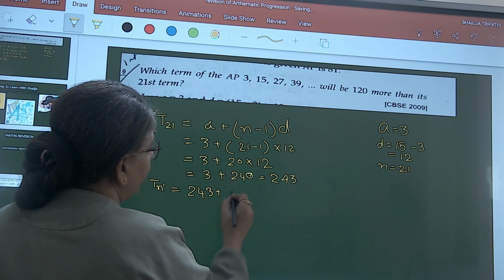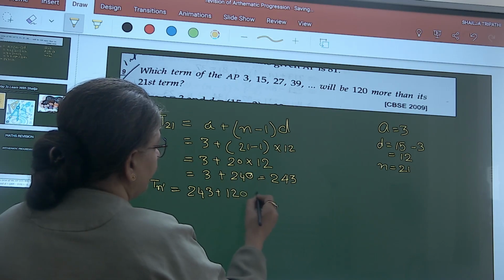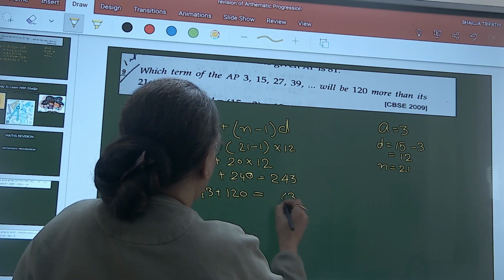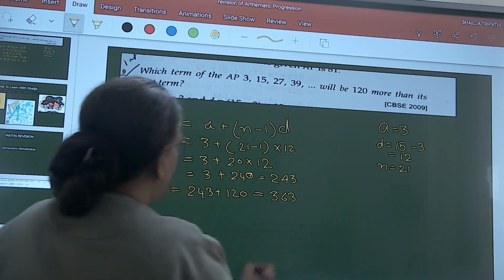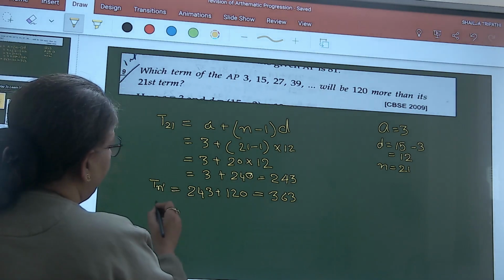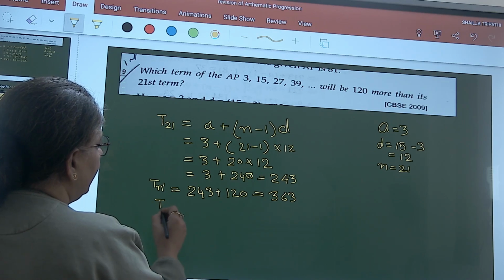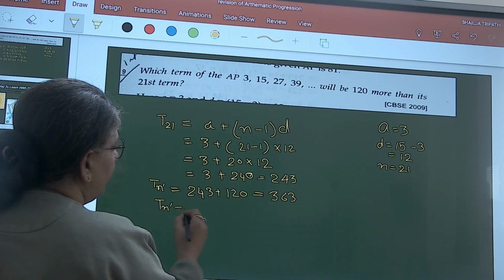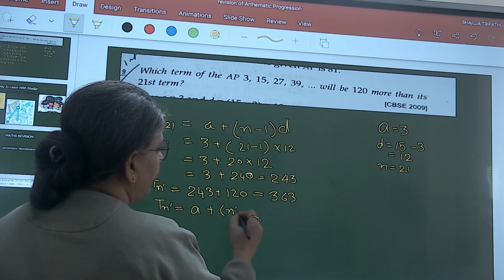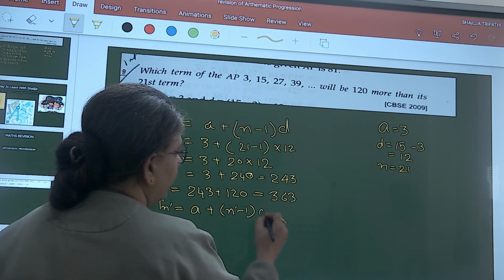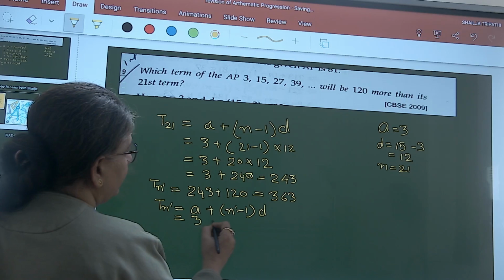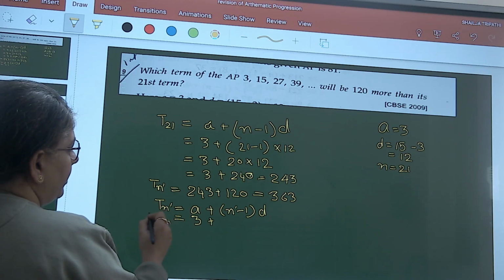So let's find out. This is 363. So Tn dash is 363, and we have to find this n dash. So again we'll write Tn dash is equal to A plus (n dash minus 1)d. Let's solve it. So A again is 3 and Tn dash is 363.